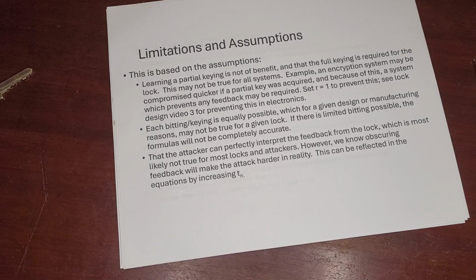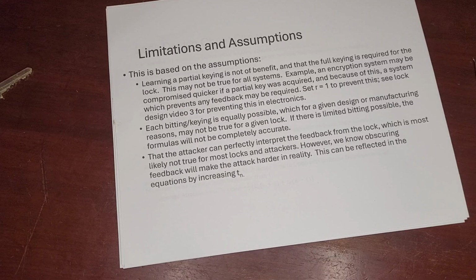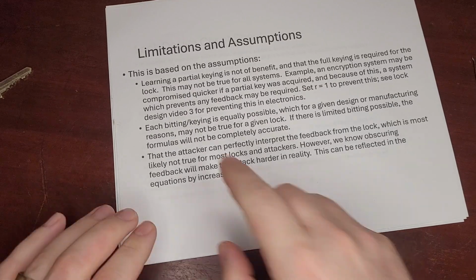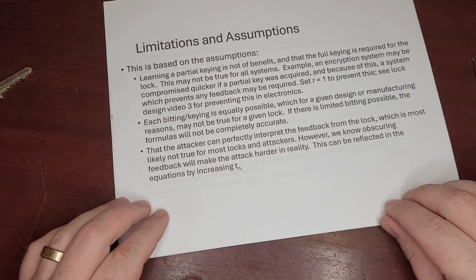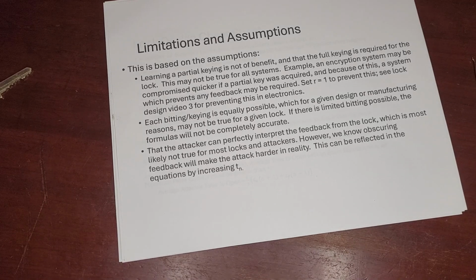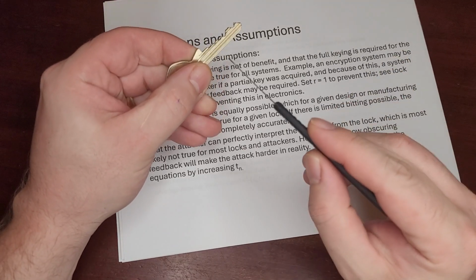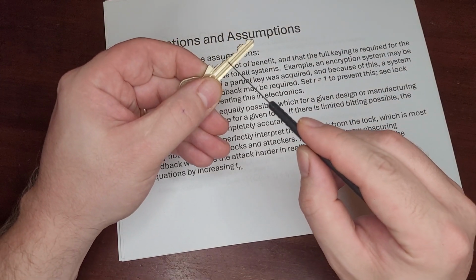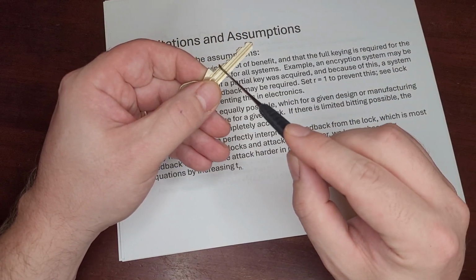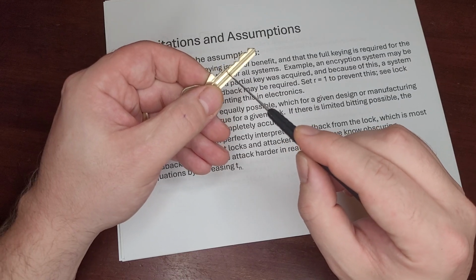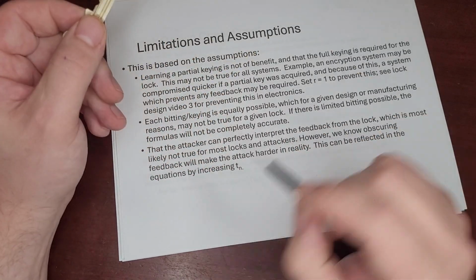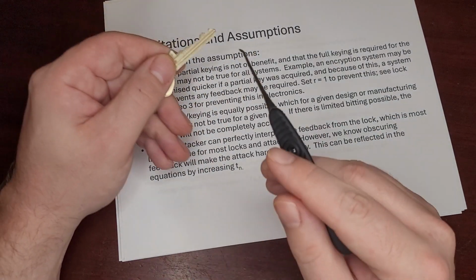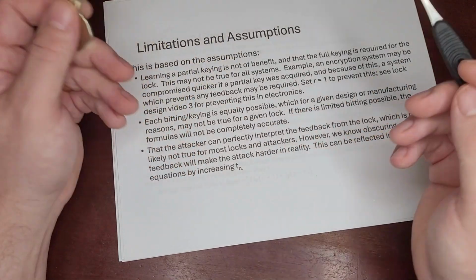And then another assumption is that each bidding or key is equally possible, which for a given design or manufacturing reasons may not be true for all locks. It may not be equally possible to go from a 9 to a 0 because the manufacturing may not let you make that steep of a cut, or they may not want all zeros or all nines or things like that.